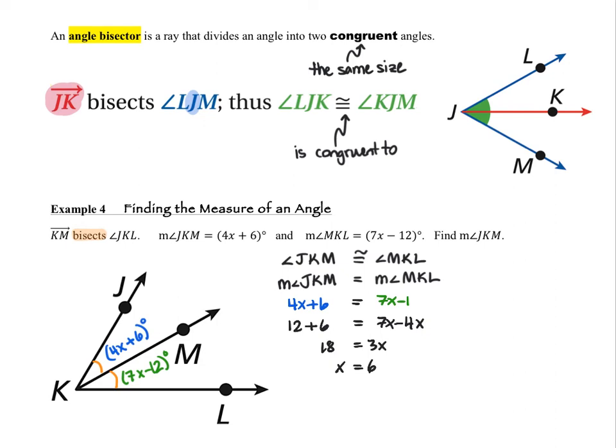However, we go back and look at the question, and we see that we didn't really want x to be our final answer. What we want our final answer to be is the measure of angle JKM. And the measure of angle JKM was given to us as 4x plus 6. So now we can substitute in our value of 6 that we found, and we can see, remember that we're finding an angle measure, so the measure of angle JKM is going to be 30 degrees, and that's our final answer.